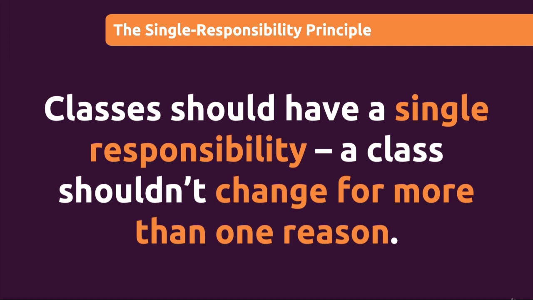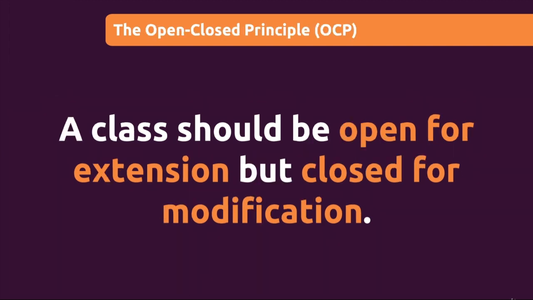Now, besides the single responsibility principle, there is one other core principle you should be aware of when working with classes, especially in the context of clean code. And that's the open-closed principle. The open-closed principle says that a class should be open for extension, but closed for modification. Now, what does this mean?